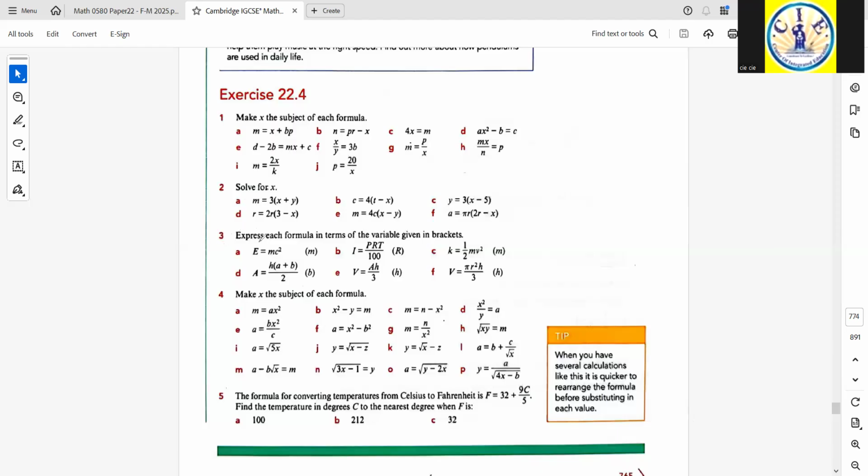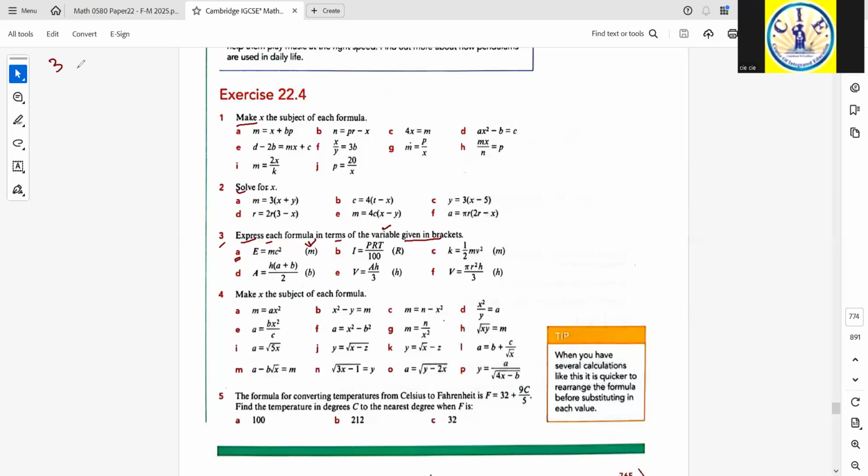Now in question number 3, the statement states express each formula in terms of the variable given in brackets. So in this part A, we need to express this formula in terms of the variable m. That means we need to solve it for m, or make m the subject of the formula. So whatever the keyword being used, the main thing that we need to follow is the same.